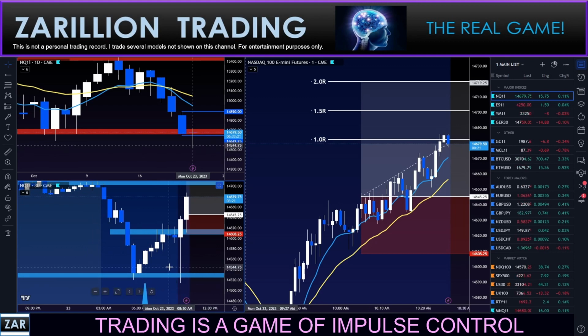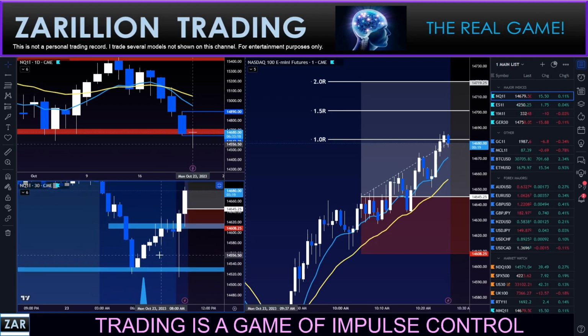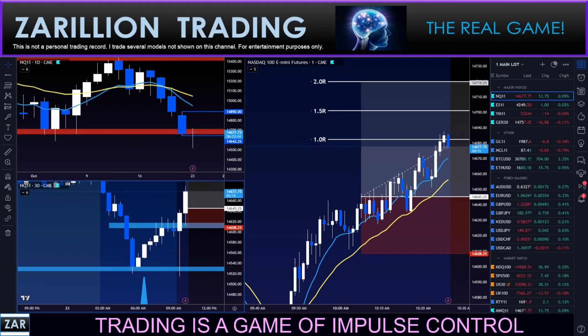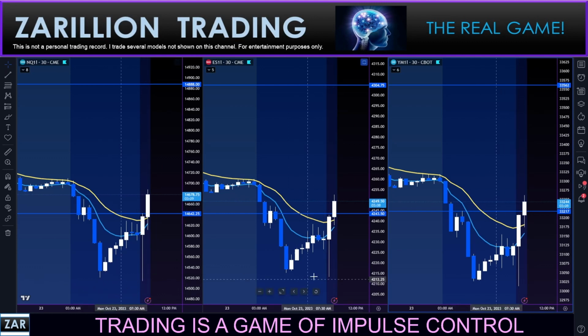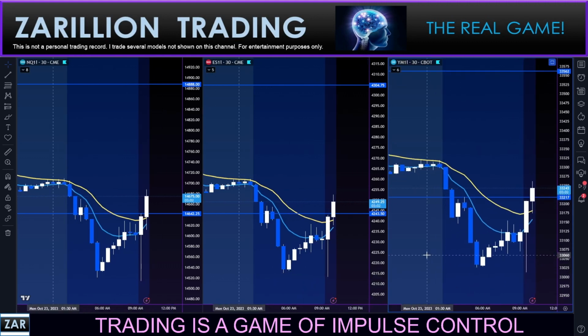Buying interest came flooding in for whatever reason. I don't have to know why. Quite frankly, I don't care. But it wasn't just the NASDAQ. Let me show you this. The same thing happened. So there's the NASDAQ at the support zone, rejecting violently. Same thing happened on the S&P. Same thing happened on the Dow. Almost identical structure.